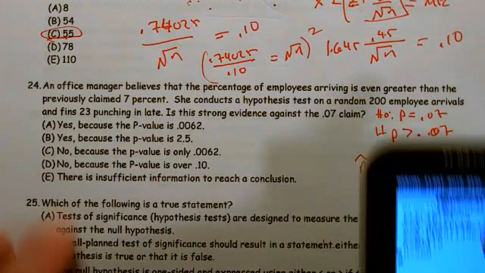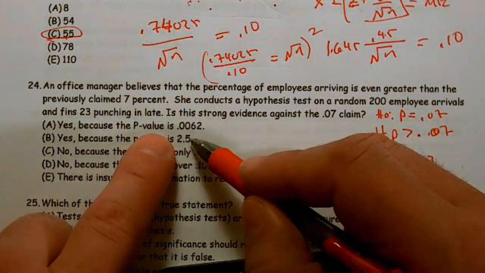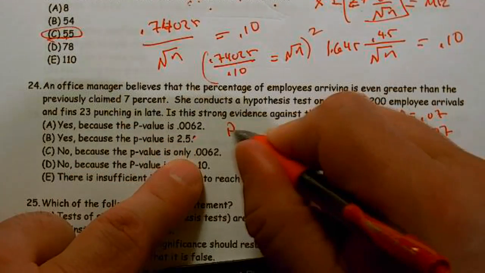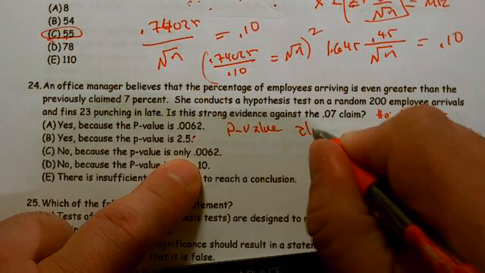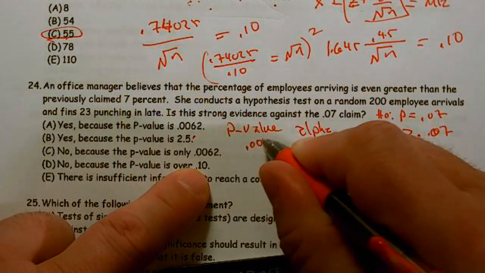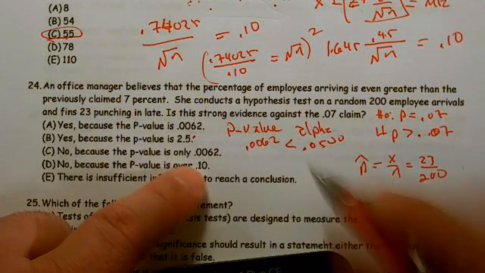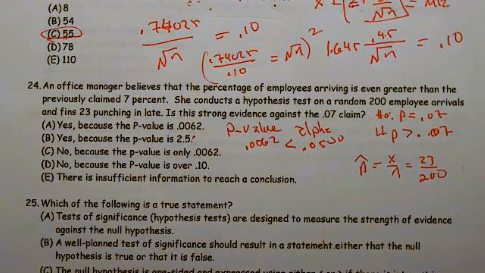All right? So is this strong evidence? Well, a p-value of 0.0062 is very, very strong, because if we have our p-value and we have an alpha, if our p-value is 0.0062 and I take an alpha of 0.05, this is less than, so we're going to reject the claim of 7%. So this is strong evidence. Anytime you reject, you're considering it strong evidence, and it really wouldn't matter which alpha level you chose. That's a pretty small p-value. That's a low p-value.